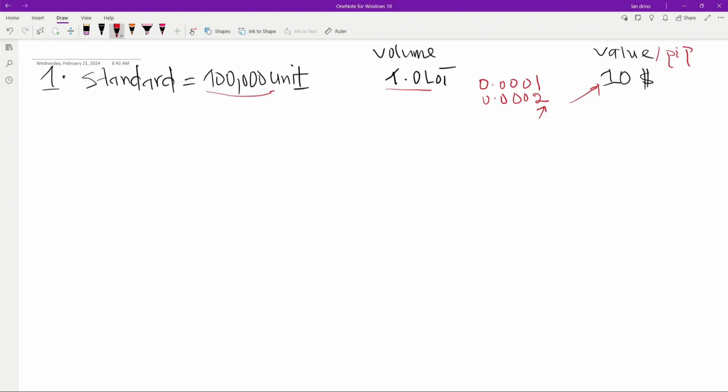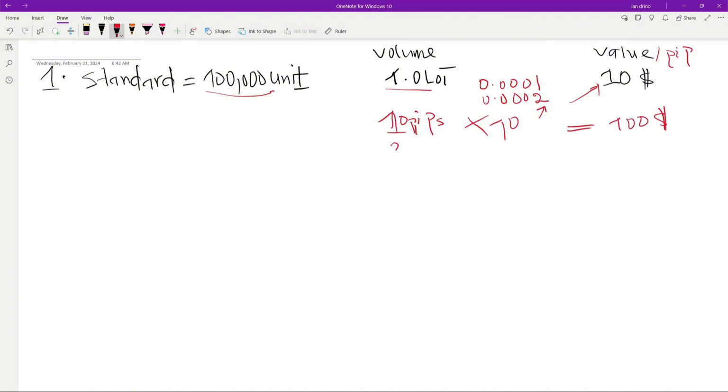Now, let us assume that the market moves by 10 pips. You are going to hear someone say, I made 10 pips in the foreign exchange market. How much are you going to be making? If the value per single pip is $10, what is the value for 10 pips? You are going to multiply 10 pips times the value per pip, $10. So you are going to be making $100, just like that. I hope this is clear.